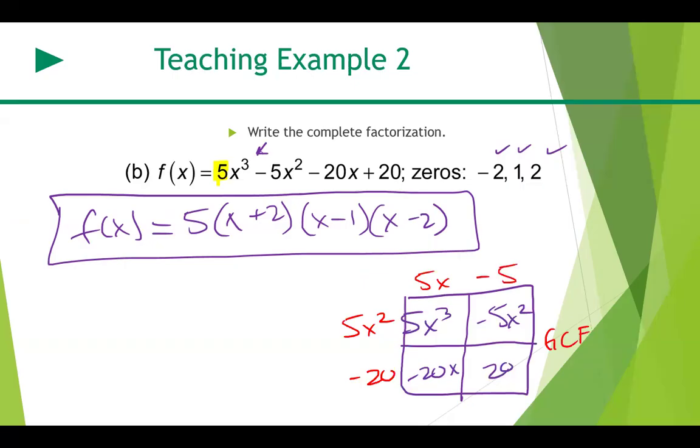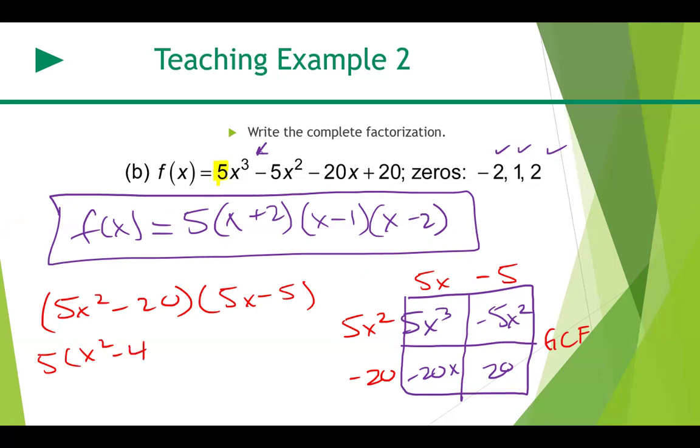Okay, so now you have your two smaller factors. You have 5x squared minus 20, and you have 5x minus 5, and you're just doing their GCF. So we have 5, which is x squared minus 4. You take out 5, and you have x minus 1, and then x squared minus 4 becomes what? Difference of two squares, x minus 2 and x plus 2. And do you end up with those same zeros?